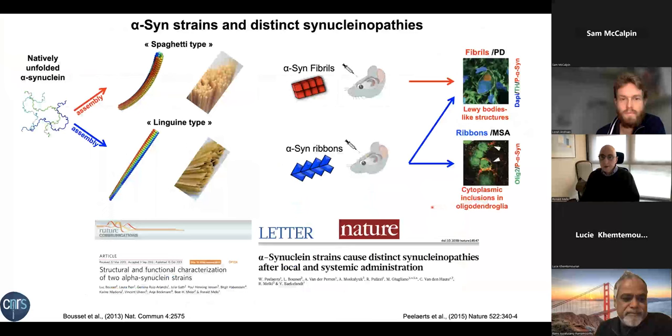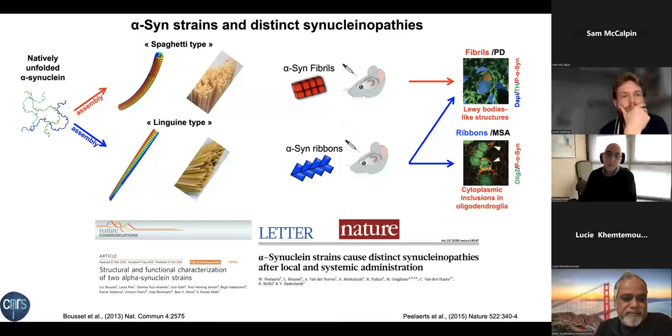And with Verle Bakeland, we showed that if you inject these two sorts of fibrils in the brain of rats, in both cases you observe the formation of Lewy body-like structures, but it's only with the ribbons that you observe the formation of inclusions in oligodendrocytes, which is the signature of multiple system atrophy. So what we have been working on is showing that the structure of these fibrils is essential for their function, their properties.